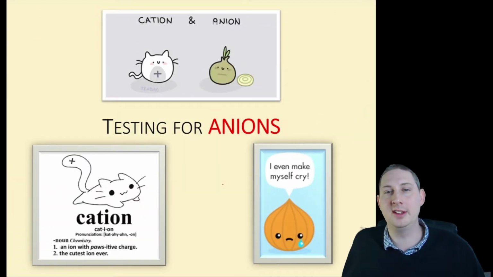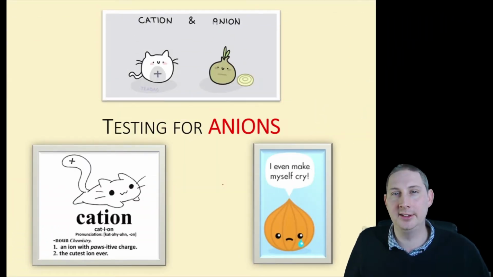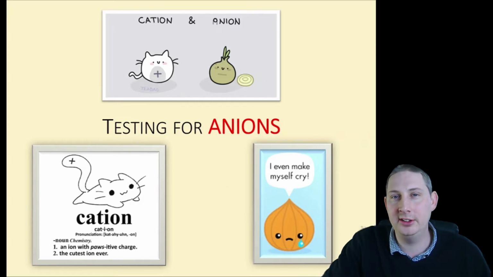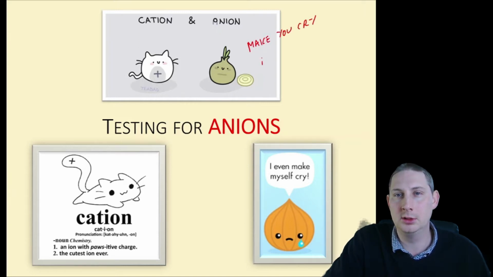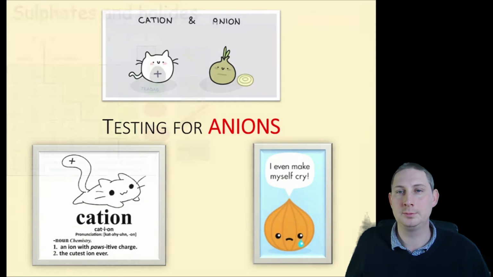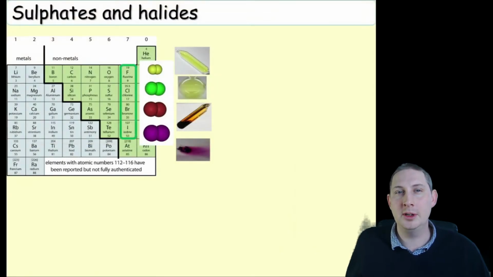Now on to the new material, testing for anions. As we said, anions, like onions, are very negative. They make you cry. They're the negative bits of a salt. We're going to start by looking at sulfates and halides.